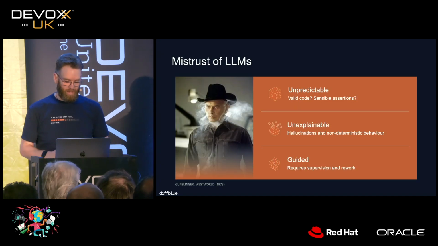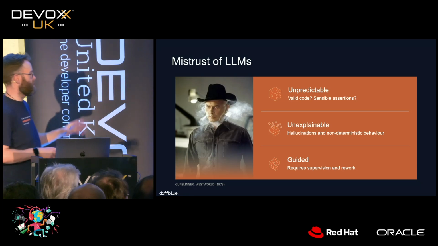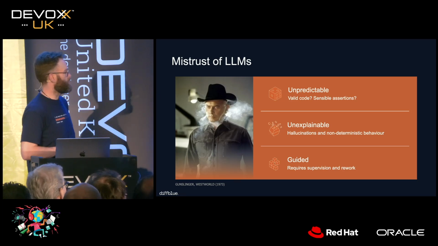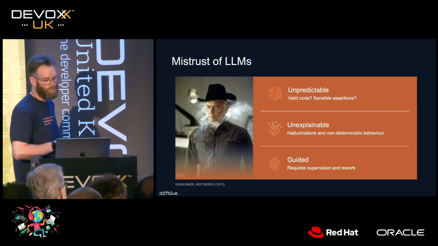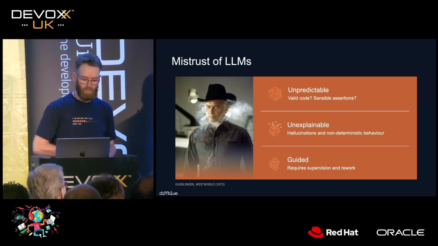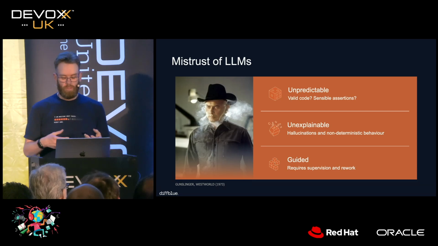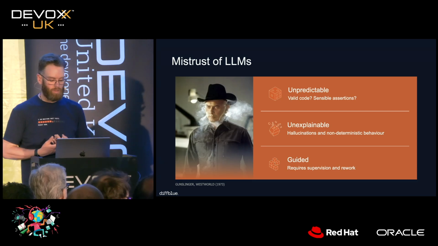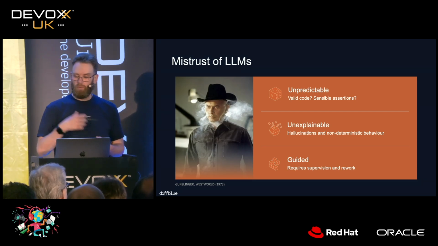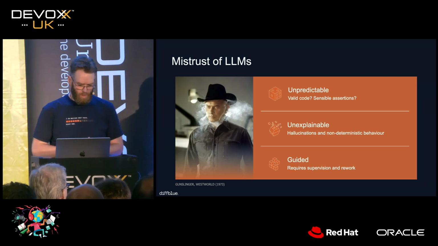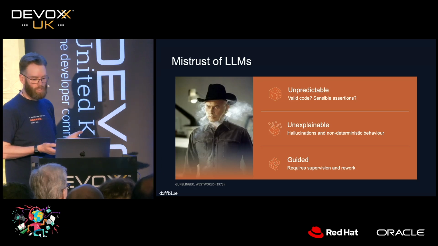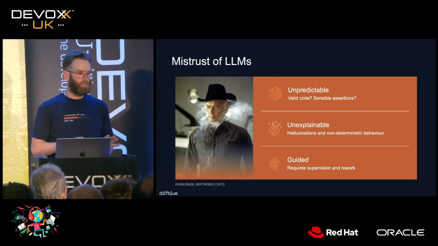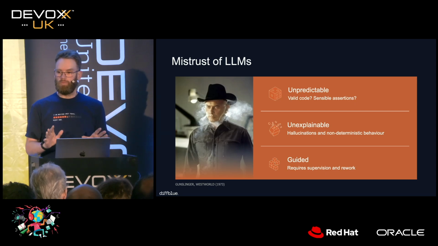So again, I think the mistrust of LLMs boils down to these 3 key points, especially in a testing context. When you're talking about unpredictability, you're talking about: is the code valid? Does it give you sensible assertions? Is it explainable? You still have to deal with the hallucinations and the non-deterministic behavior, and it requires constant supervision. So then, if we have this problem with LLMs in a testing context, I think we ought to take a step back and say, okay, are LLMs the right tool for the job?